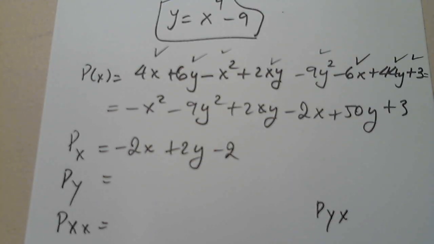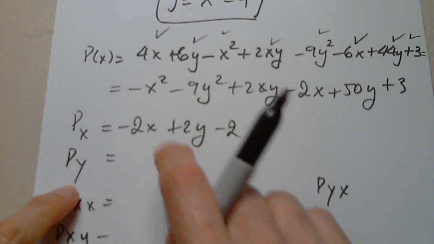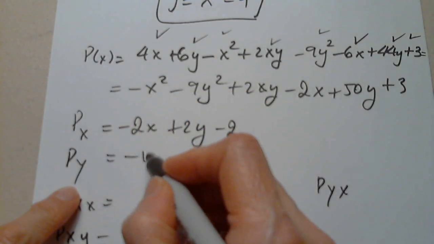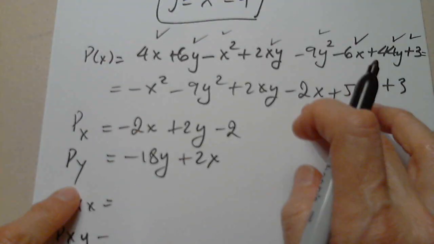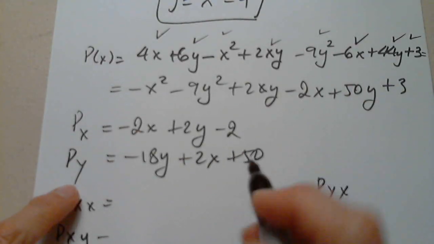Is this okay? Py. I see negative 18y. I see positive 2x. No y, and plus 50.